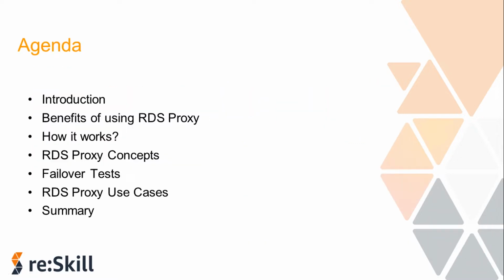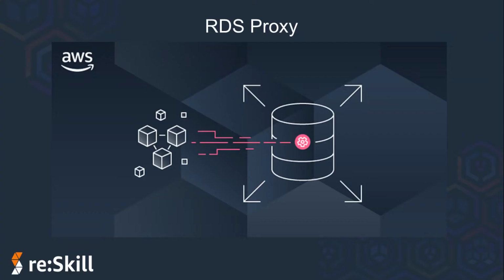So in this video, we will first get a brief introduction to the Amazon RDS proxy and then its benefits. After that, we will see how it works and then I'll explain some related terminology of it. Next, we would have failover tests which underline the benefits of using Amazon RDS proxy. We will get to know some use cases and at last, we will summarize the concept with a few points about it. So let's begin with the introduction to RDS proxy.